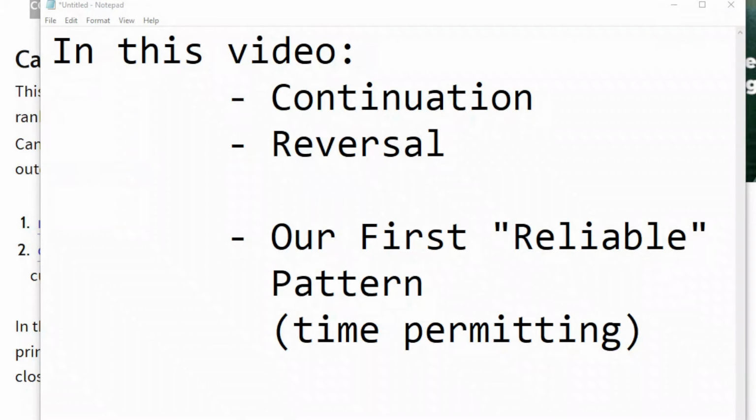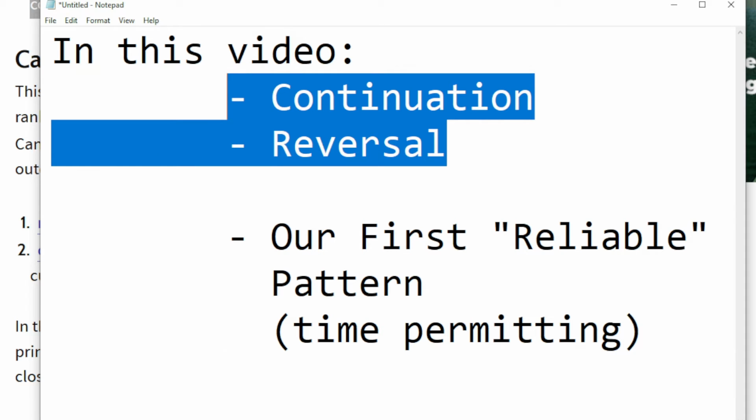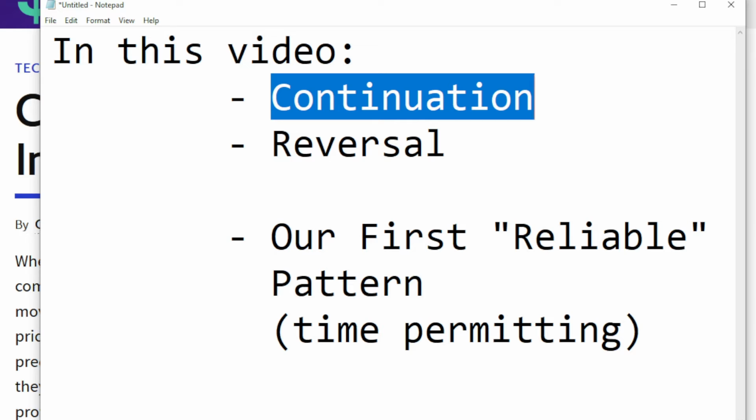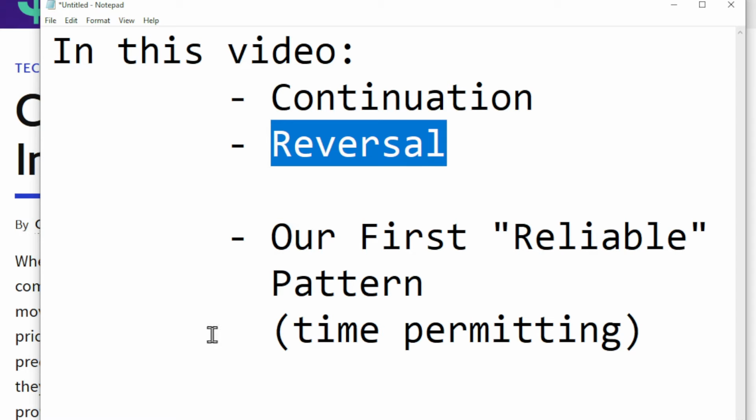I realize we have to cover just a little bit more background before we actually start introducing our first reliable pattern. We looked at what consolidation was, but we really need to cover continuation and reversal. I'm hoping we'll actually get to our first pattern, but I don't like to make these videos long, so we'll see. Looking at the word continuation, something continues. What was before is continuing to be again. Reversal is the opposite. Something that was before suddenly changes.